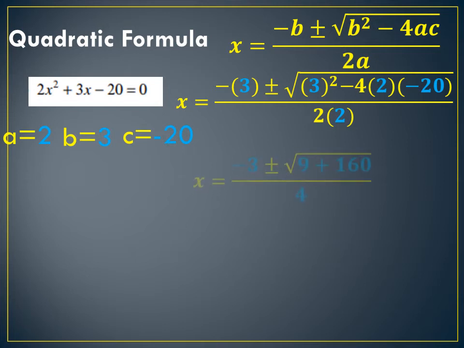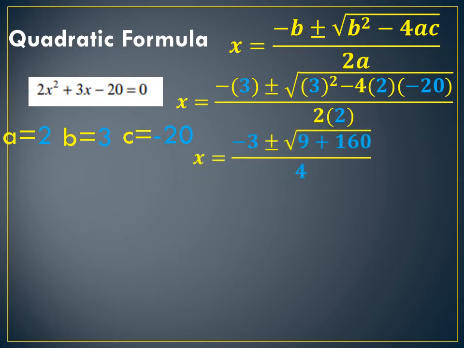Simplify the quadratic formula. So you have negative times 3 is negative 3, plus or minus the square root of 3 squared, which is simply 9. Then you have here negative 4 times 2 times negative 20.